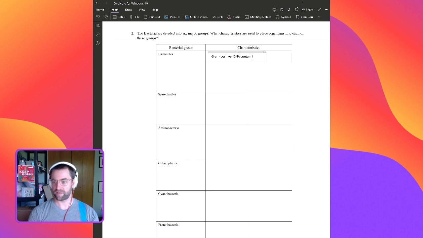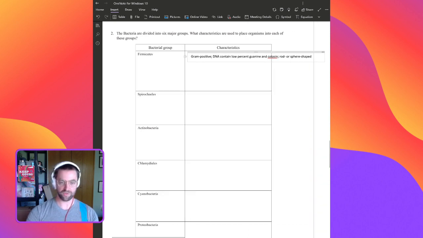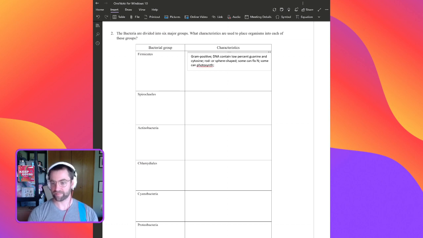Their DNA contains a low percent guanine and cytosine. They are sphere or rod-shaped. Some can fix nitrogen. Some can photosynthesize. Some metabolize via fermentation, so yeast. Some also metabolize through cell respiration. We've got both.